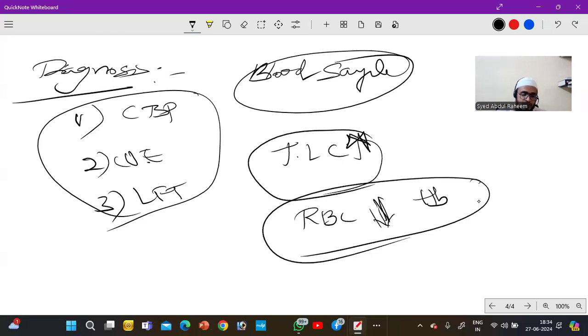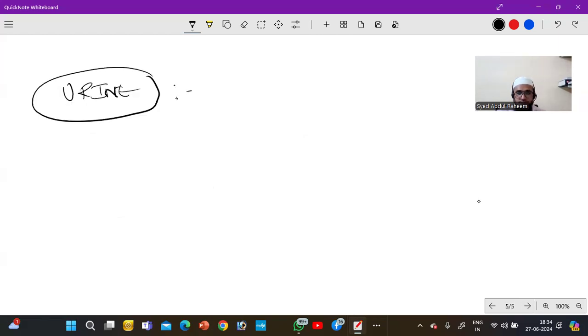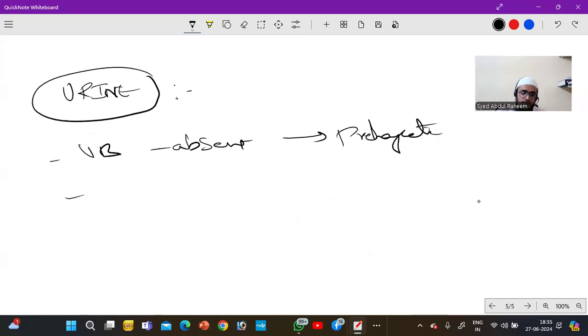This is one thing you have to remember. And in the urine test, what we can observe is urobilinogen. Urobilinogen is sometimes absent if it is obstructive jaundice. If it is hepatic and post hepatic, you can see urobilinogen present. So these are the things.